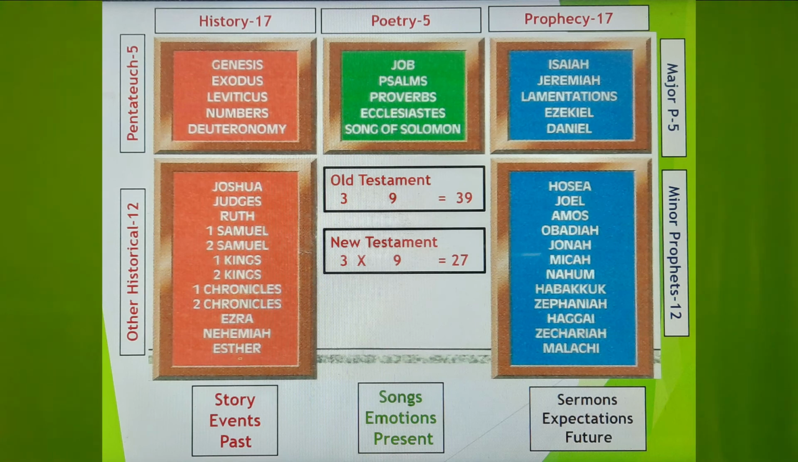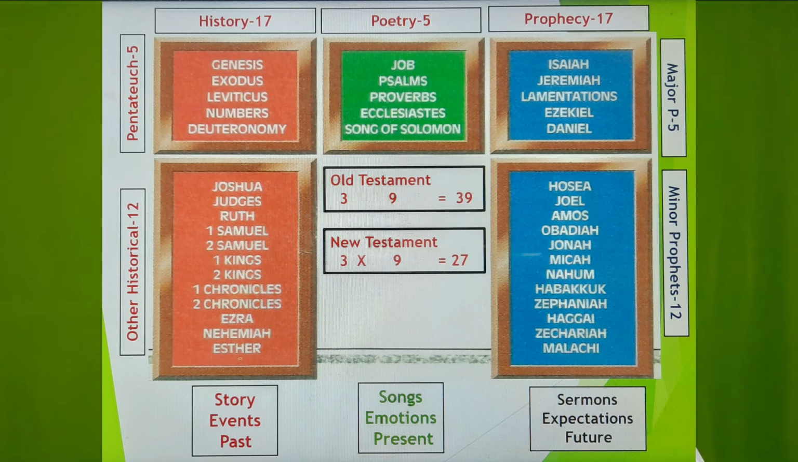To know how many books are in the Old Testament, look at the middle portion. Count the letters. In Old there are 3 letters and in Testament there are 9 letters. Put together 3 and 9, that is the total number of Old Testament books. Another way: when you use New and Testament in a new way, you will get it. 3 letters in New and 9 letters in Testament, and 3 into 9 is 27 books. You got it? You can teach the children in an easy way.